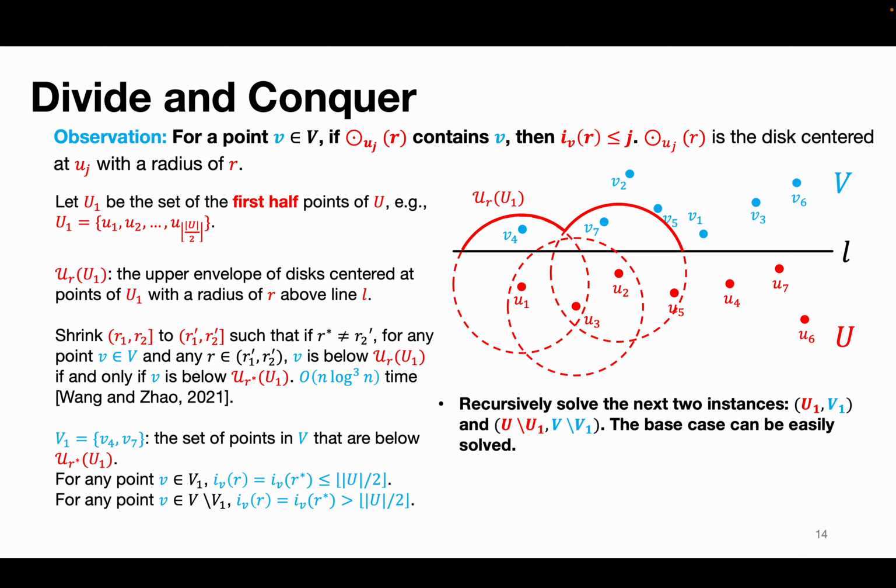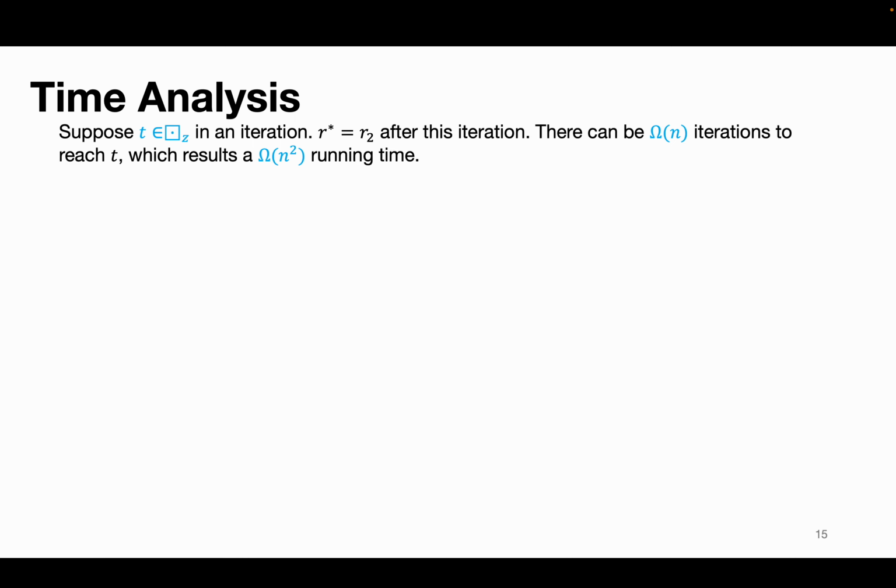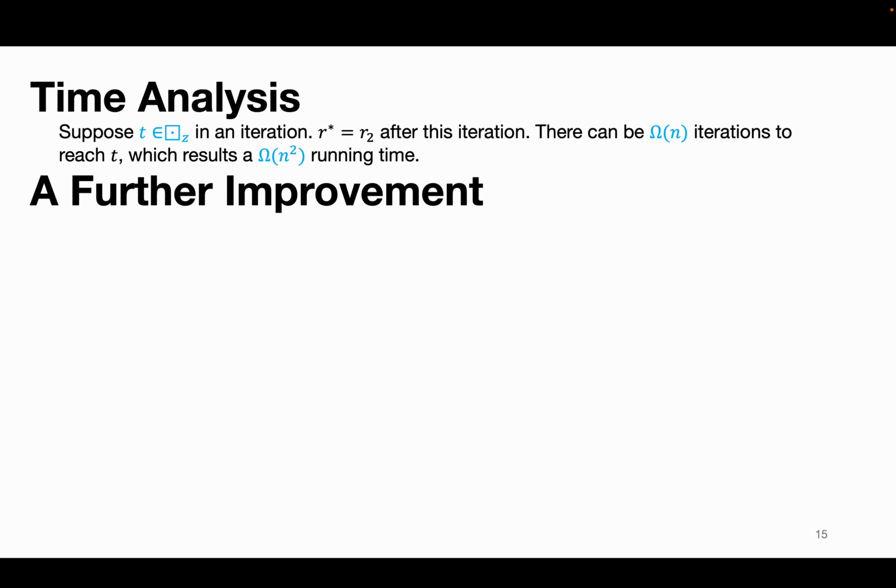One level of recursion can be done in a total of n log cubic n time, so all the levels of the recursion can be done in n log to the fourth n time. Suppose the destination point t is within a cell of Z in an iteration, then R* is equal to R2 after this iteration. This can be done so the destination point t can be reached in order of n iterations, and this could cause a running time of n squared. So we need to improve this result.